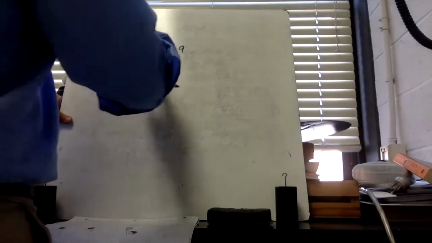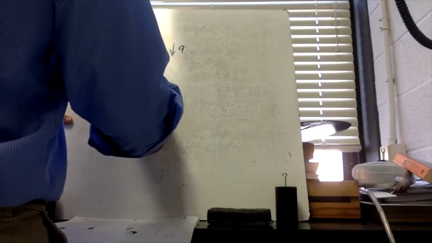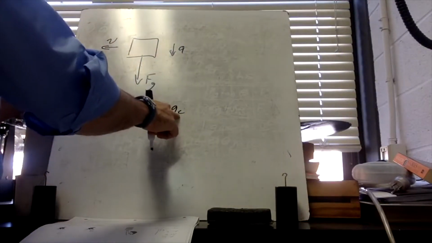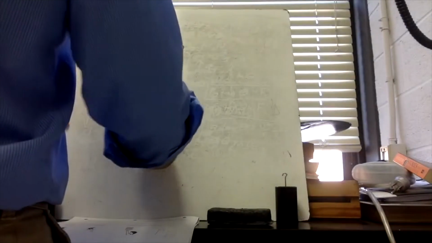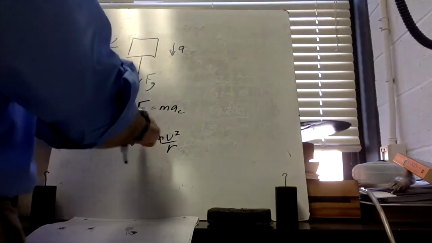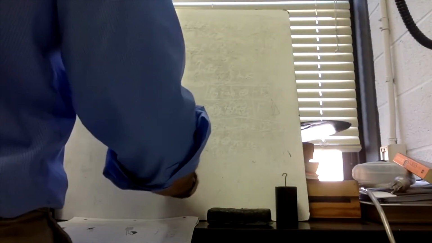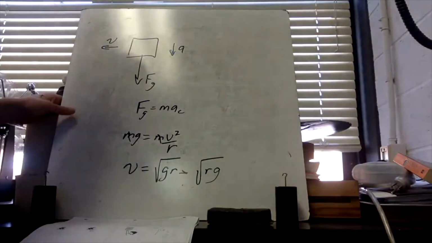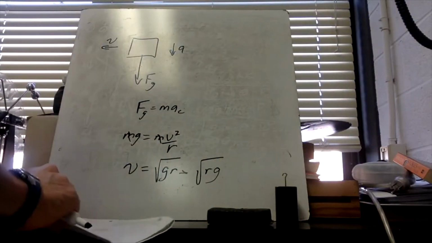So if this is the only force, Fg is equal to m a_c. This is providing the centripetal acceleration. So mg equals mv squared over r. m cancels out, and v is the square root of gr. Right? So that's scenario 1.